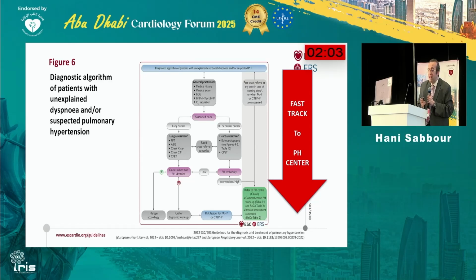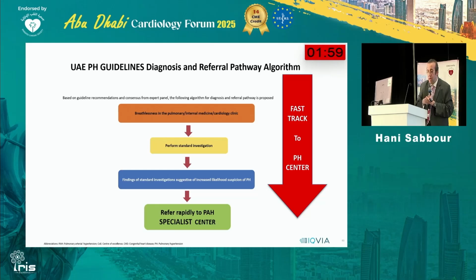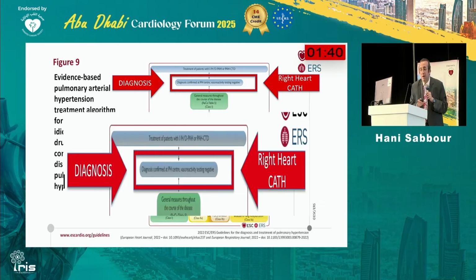So fast track to PH center, this is the European guideline. This is our guideline. This is UAE. Breathlessness in pulmonary, internal medicine, cardiology clinic, simple investigations. You have a suspicion, we take. We will never deny a patient. If we find it's not pulmonary hypertension, thank you for the referral, take the patient back. That's the only way to solve this problem, because the patients are so late and so misdiagnosed, we can't afford to do so.